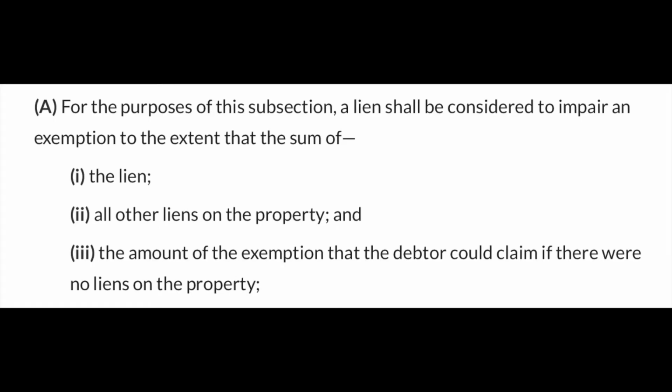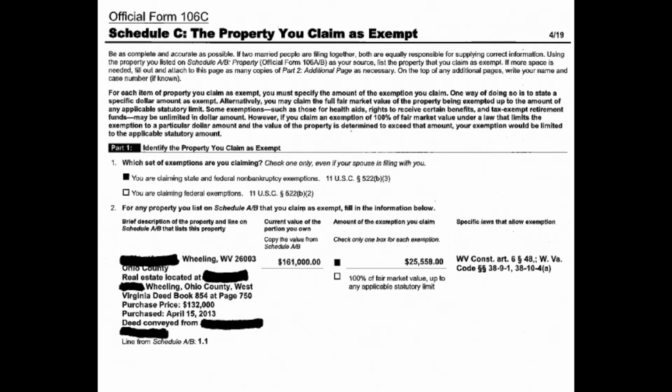The statutory formula of judicial lien avoidance asks that the amount of the applicable exemption be determined as if there were no liens on the property. This means the amount of the exemption is calculated without regard to existing consensual liens, statutory liens, or judicial liens. Because the exemption amount is hypothetical, it does not need to be actually claimed on Schedule C.